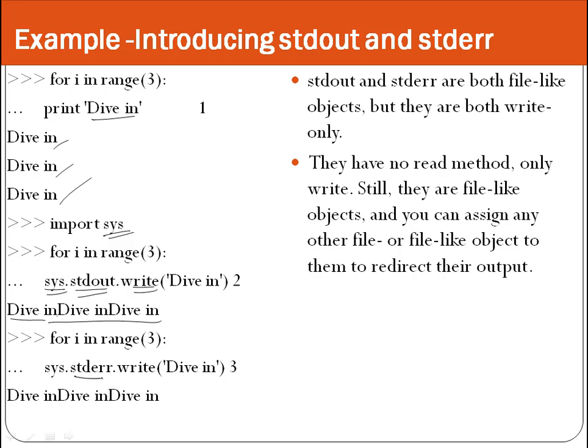Then stderr similarly, so you are printing to the stderr pipeline, and again it will print dive in, dive in, dive in. So here you can see stdout and stderr are both file-like objects, but they are both write only. They have no read method, only a write method. Still, they are file-like objects, and you can assign any other file or file-like object to them to redirect their output. Let's see in the other example.